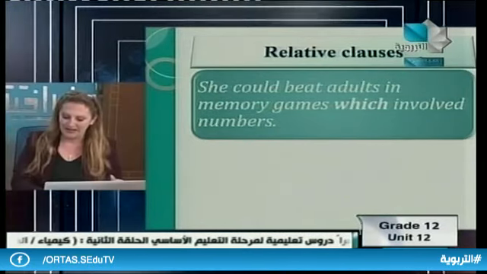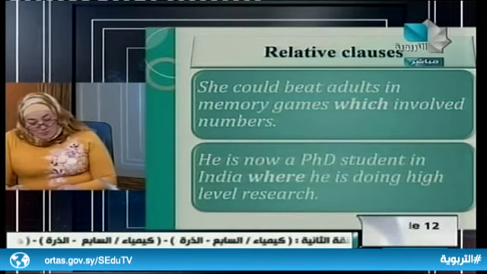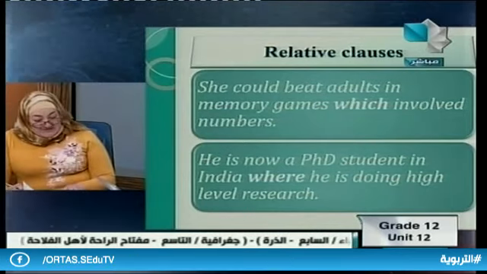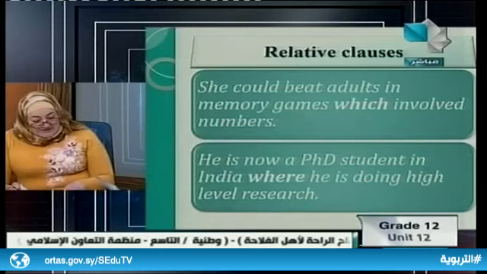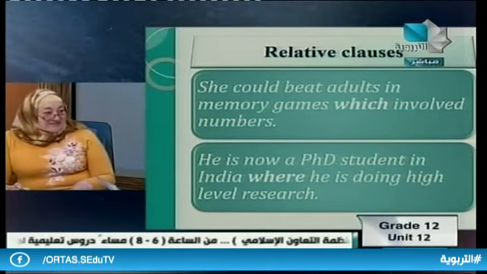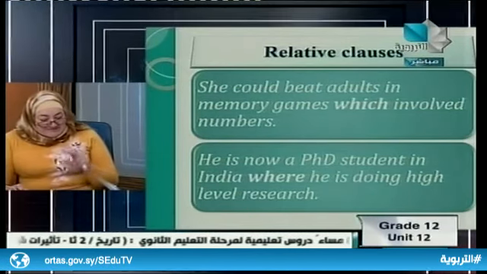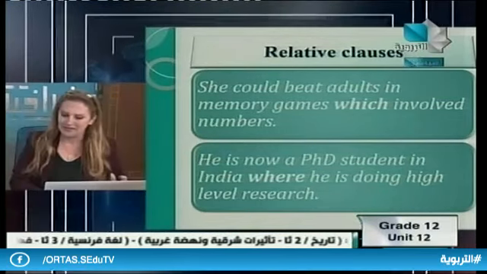Do you have other examples? He is now a PhD student in India where he is doing high-level research. "Where he is doing high-level research" is a relative clause about a place. So the relative pronoun here is "where", referring to place. The place it refers to is India. And the relative clause comes directly after the word it describes, India. Exactly. Thank you very much.